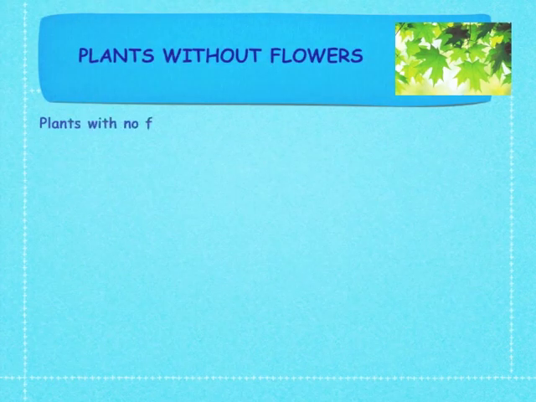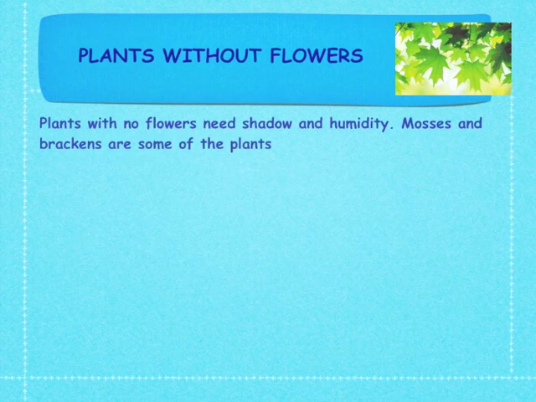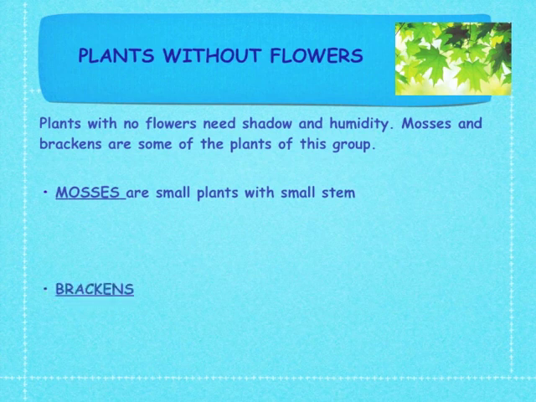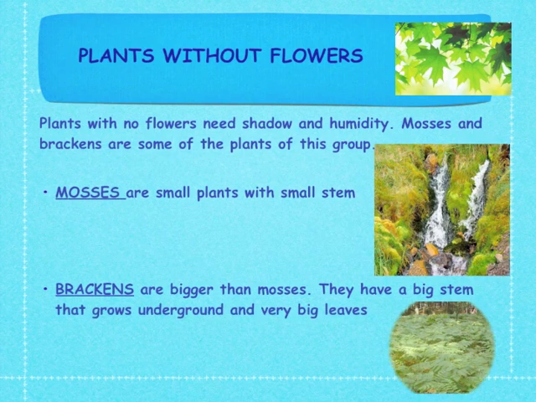Plants without flowers. Plants with no flowers need shadow and humidity. Mosses and brackens are some of the plants of this group. Mosses are small plants with small stems. Brackens are bigger than mosses. They have a big stem that grows underground and very big leaves.